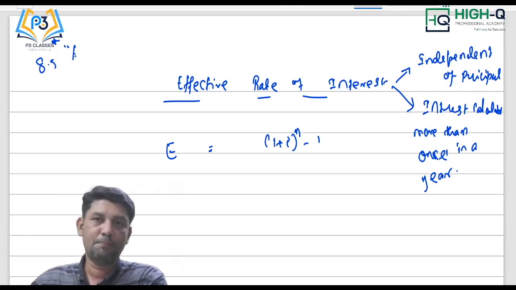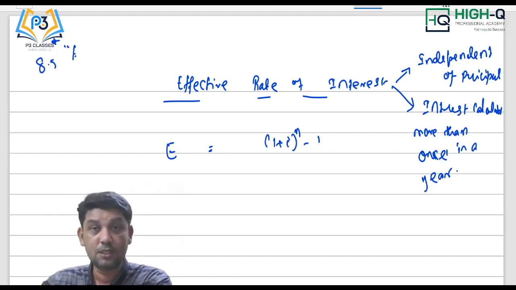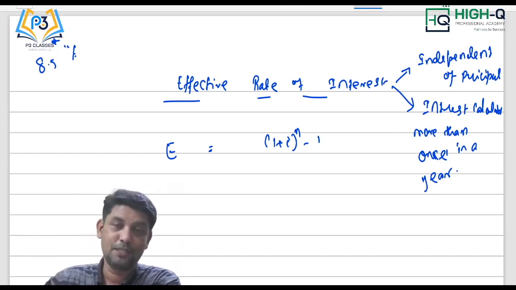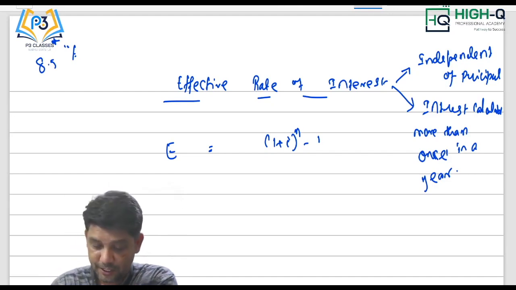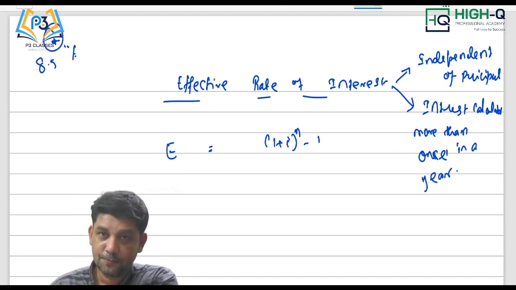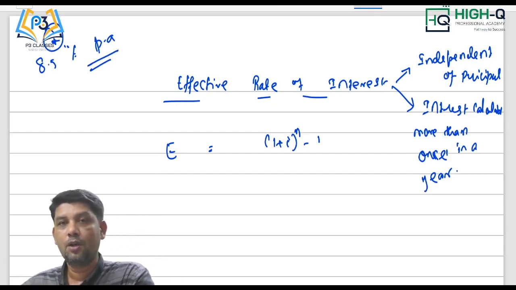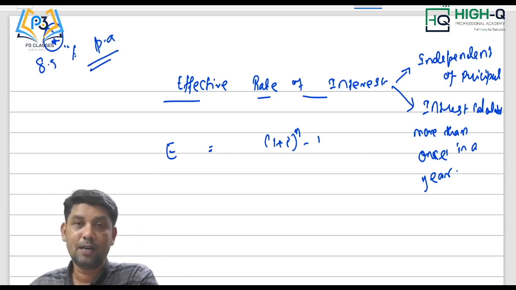Most of the time people are getting confused about this. Even I used to get confused about these things in the initial period, but this is where the effective rate of interest plays a very important role, my dear. See, there is a condition applied, right? We think it is per annum, fine. We don't know how the bank is calculating the interest.